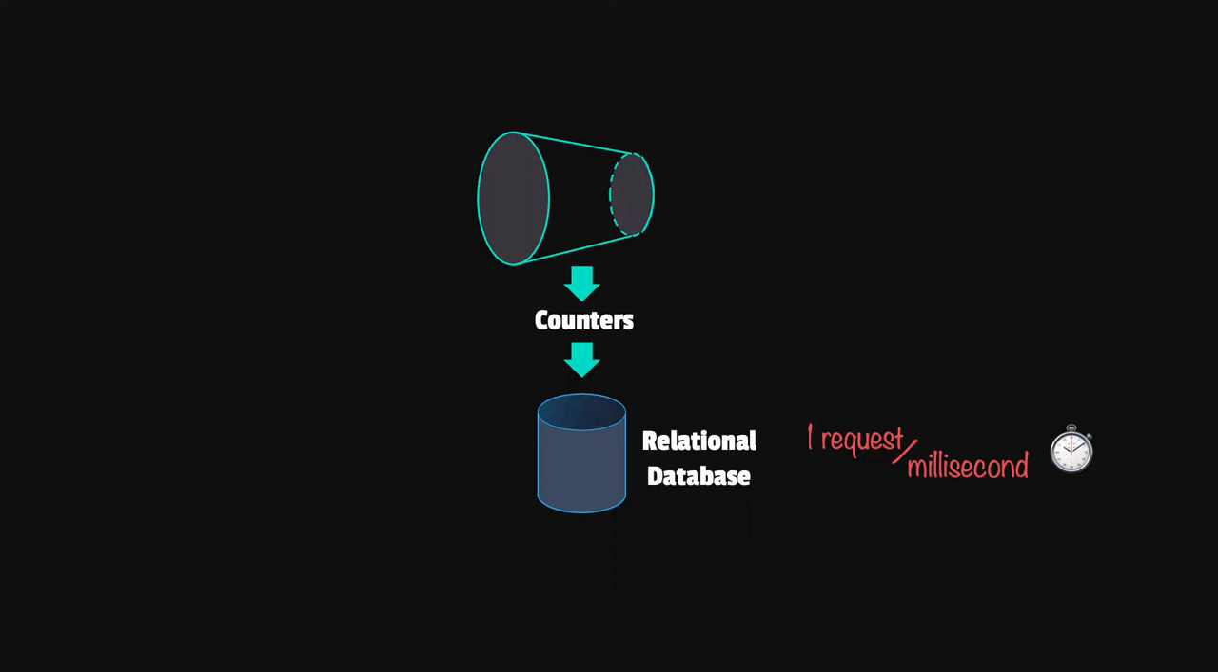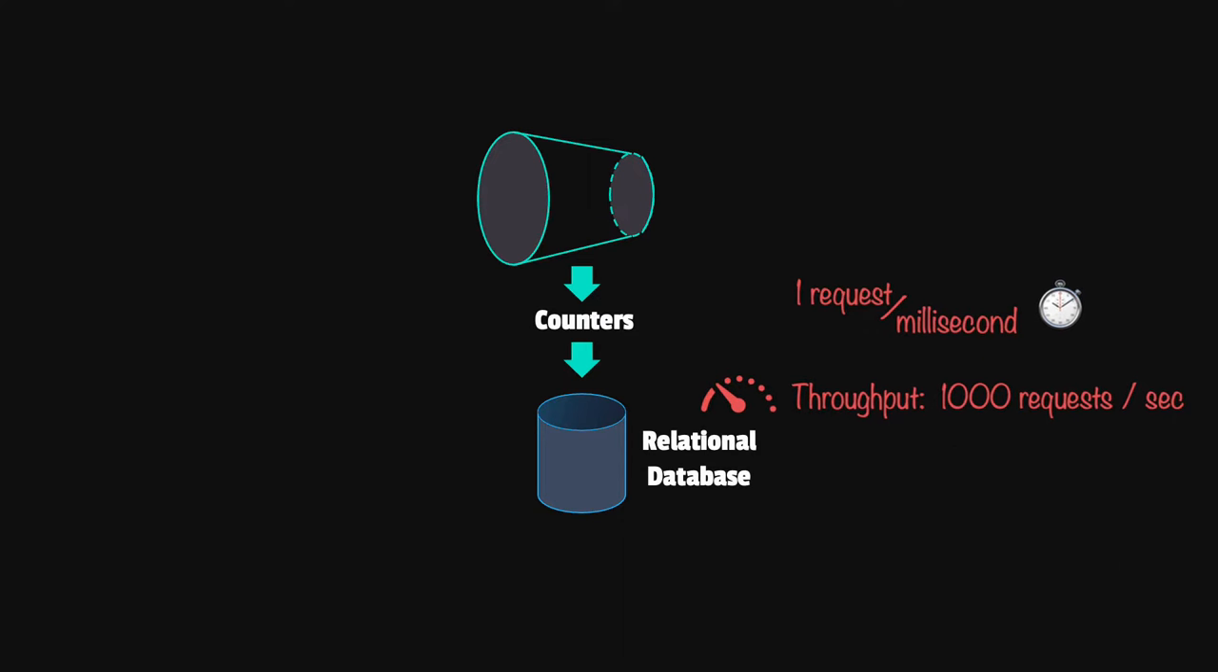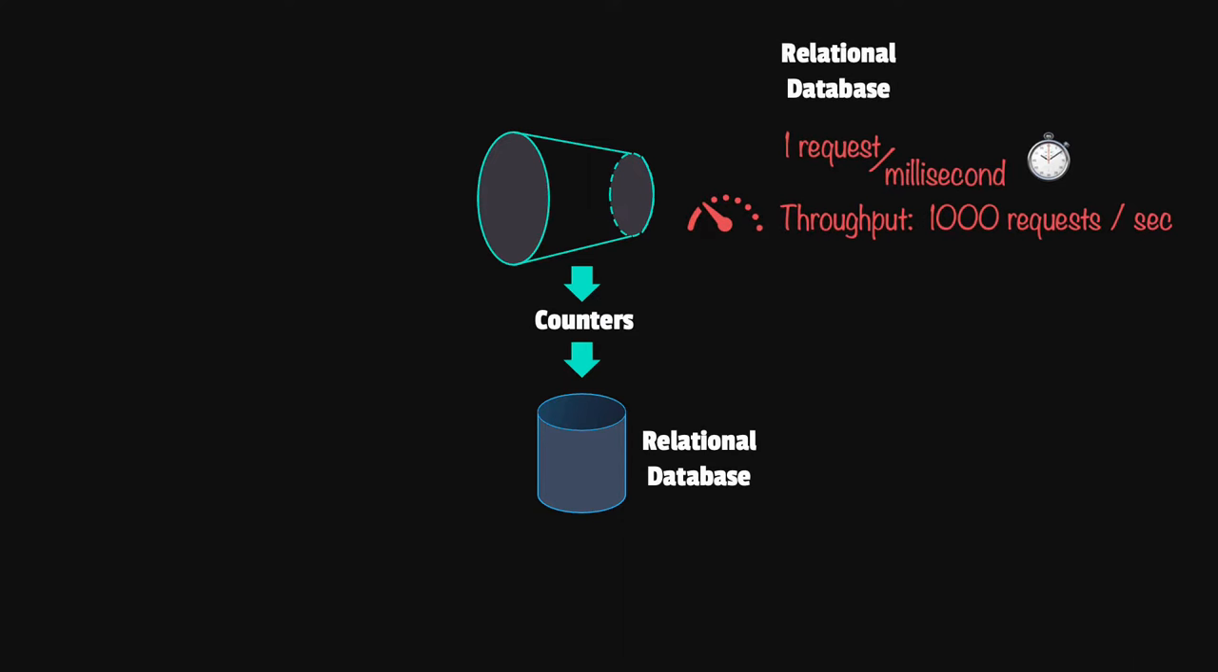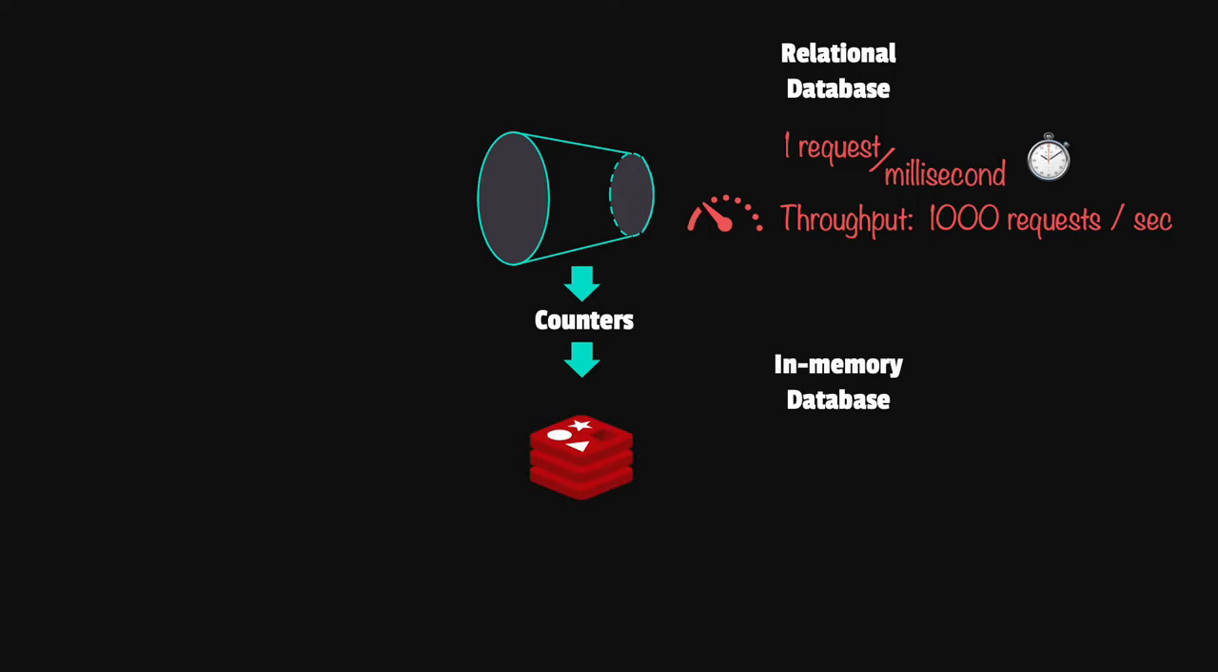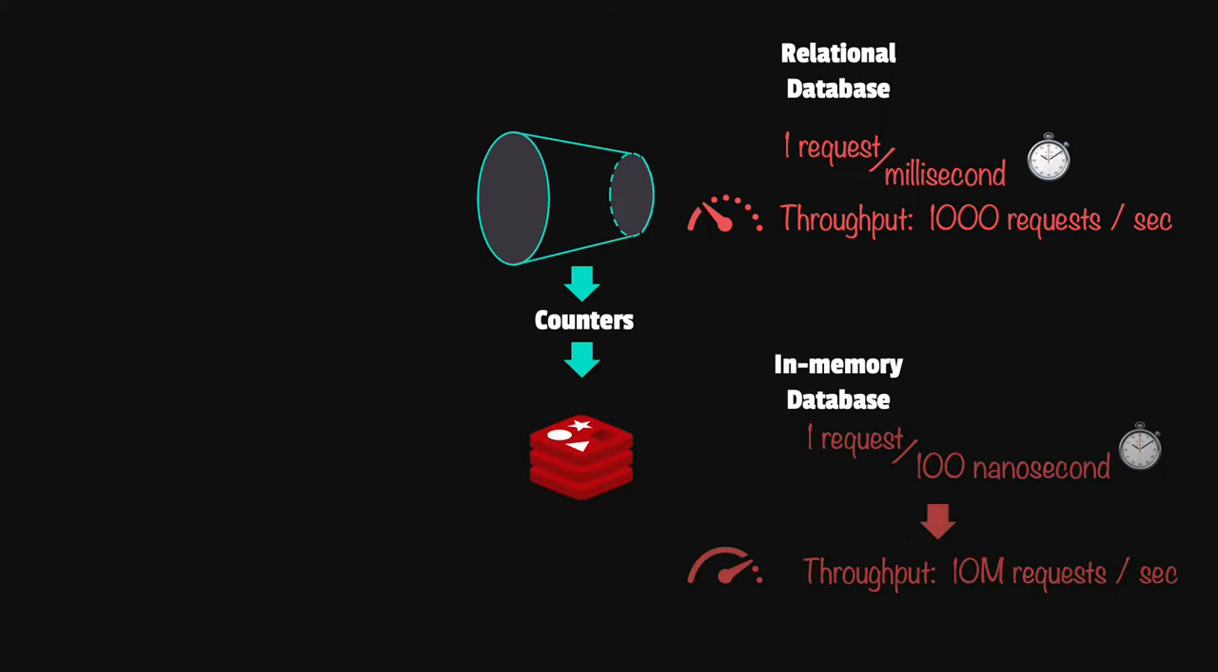The time it takes to access the disk is pretty high for a rate limiter. For instance, if we're using a persistent database to store the counts, we might expect to process one request per millisecond. This means we can reach a throughput of 1000 requests per second. However, if we use an in-memory cache like Redis, we might process a request in 100 nanoseconds. This will result in a throughput of around 10 million requests per second, which is indeed a big difference.